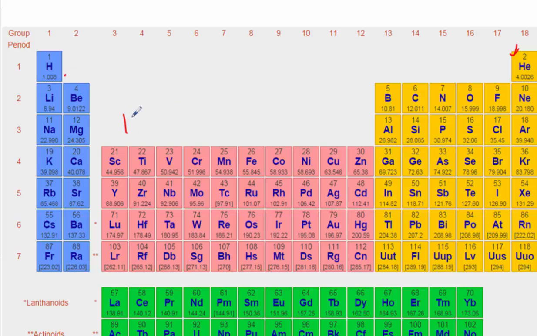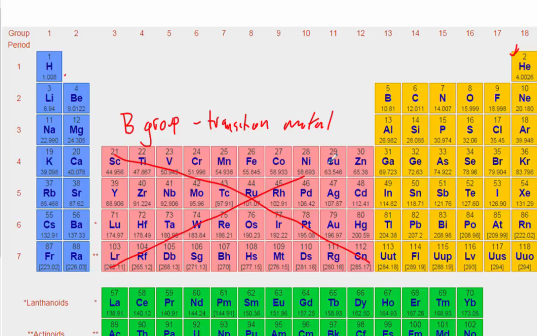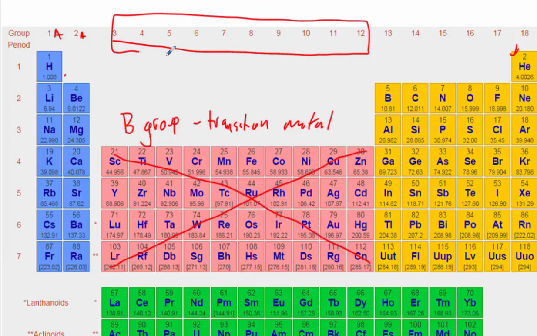Then we get to this B group in the middle. These are called the transition metals, and we will talk about these, but for now we're going to ignore them. The transition metals are a little bit more complicated than we want to get into. So we go 1A, 2A, and then we skip all 10 of these columns in the middle, and we're going to start this over.